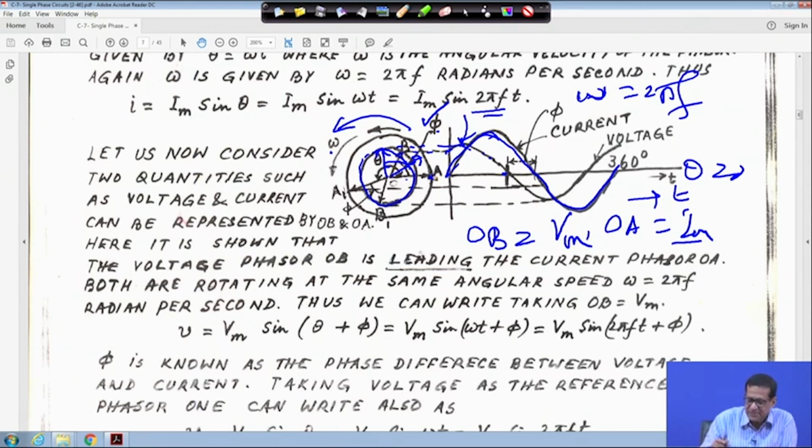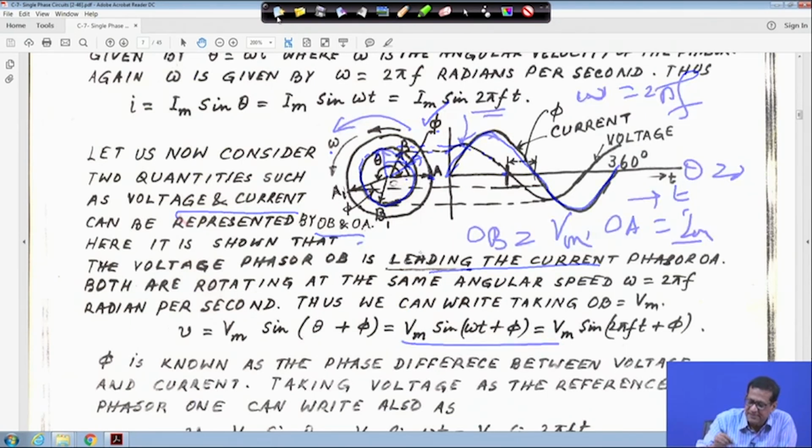Here we have taken two quantities, voltage and current, represented by OB and OA, and everything is written here. Here it is shown that the phasor OB is leading the current phasor. What does it mean to be leading or lagging? In that case, if you take V is equal to, first we have to understand leading and lagging, and then we will come to this.